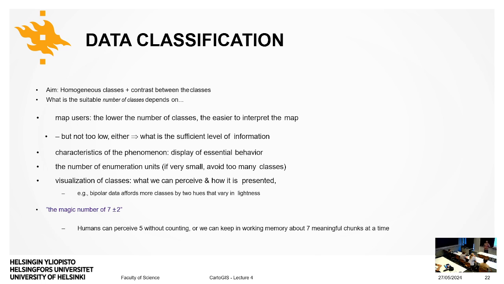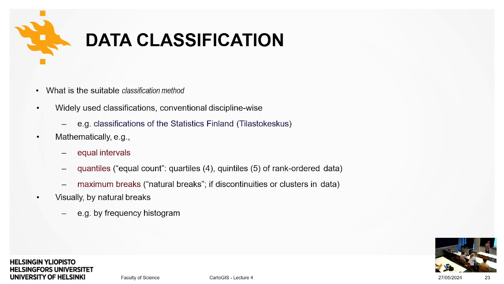The number of classes, I said, is important. Again, no one can tell you you have to use this number of classes, but as a rough guideline in cartography, the magic number is somewhere around 7, so 7 plus or minus 2. You want to stay within that range. It's not a good idea to have 20 classes per data. There might be exceptions depending on what you're making the map for, but for a general audience, you should just stick to this so it becomes easy to understand. Humans can perceive 5 without counting, and this is based on research. If you have more, then you constantly have to look at the legend, so it becomes a bit difficult.